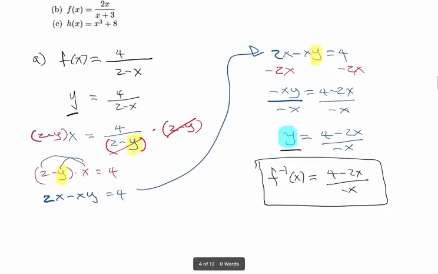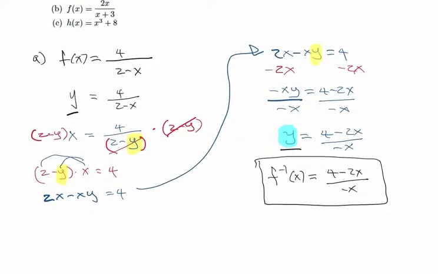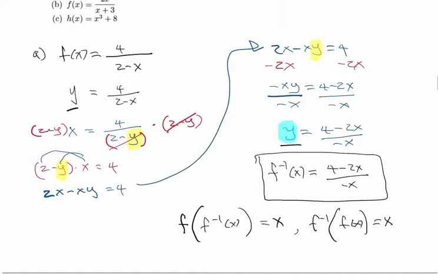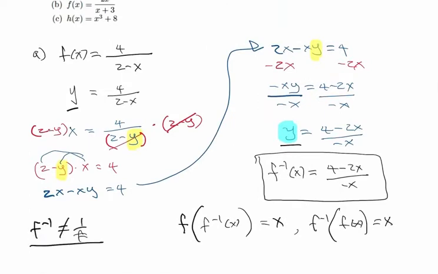And as we talked about, you can actually verify that these are inverse functions by composing them. F of f inverse, if you do this composition, you should get x if everything's correct. And also f inverse of f of x should give us x as well. So we can verify that these are indeed inverse to each other. And I also want to note that f inverse is not 1 over f. This is important. They're not the same thing.